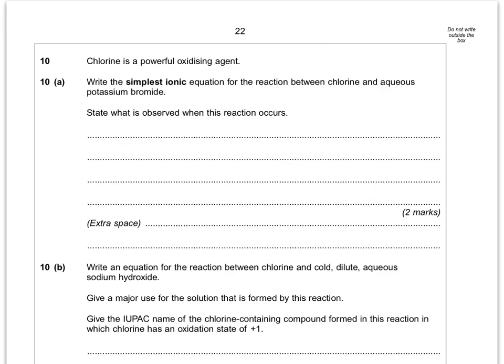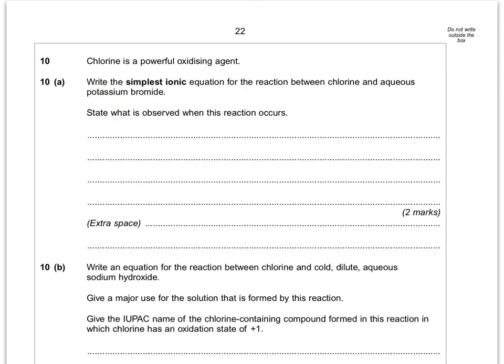And then final lot of questions. Chlorine is a powerful oxidizing agent. Write the simplest ionic equation for reaction in chlorine aqueous potassium bromide. Now I'm going to do a new video on ionic equations at some point. It should be up by perhaps the Monday of half term. But ionic equations just show you the ions that are reacting.